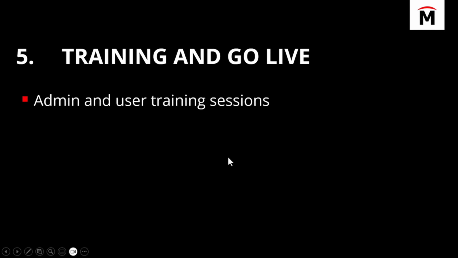Now, my favorite part of any implementation is the final step of what we call training and go live preparation. So there's two key things that need to happen in any type of implementation, whether it's a quick start or a 6-month implementation. And these two key things are what we call administration training and end user training. So what happens during these phases?